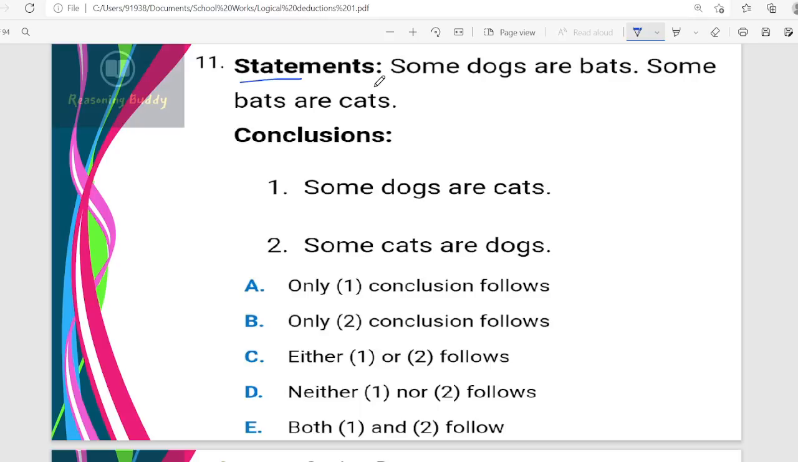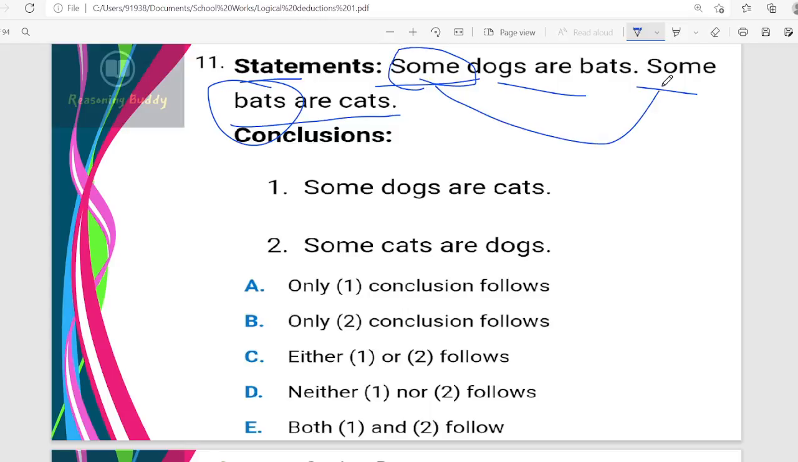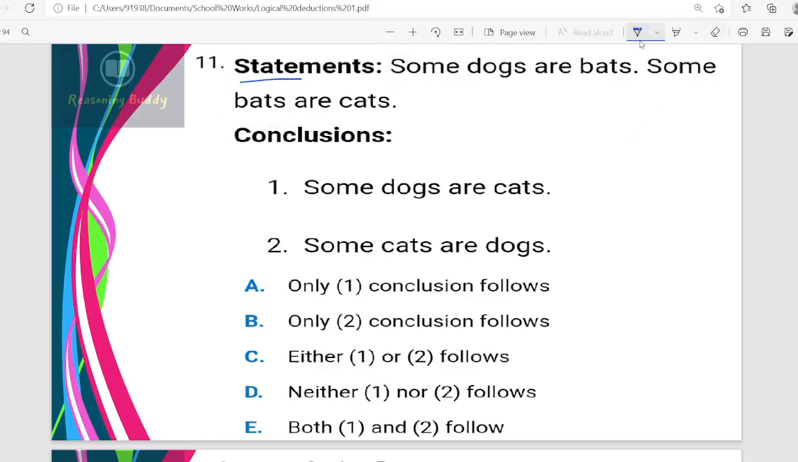Some dogs are bats. Some bats are cats. The common term is bats. Here you can see bats are not distributed at least once, and according to rule number 4 also it is no conclusion because two particulars are there. In the no conclusion method, what I have said is, if there is some in the conclusion, do the statement method. There is dogs and cats. Dogs and cats are not in the same statement, so it is wrong. Cats and dogs again also not in the same statement. So option D, neither nor.